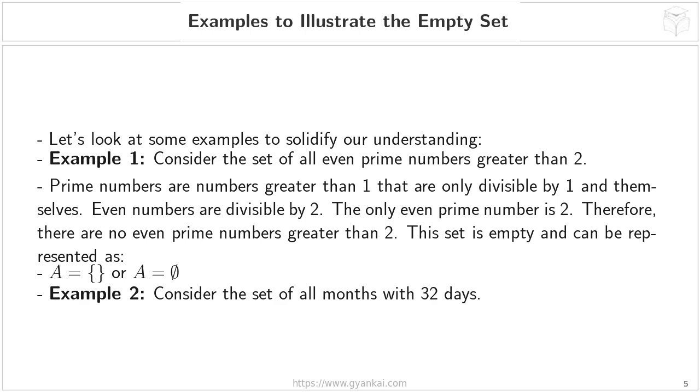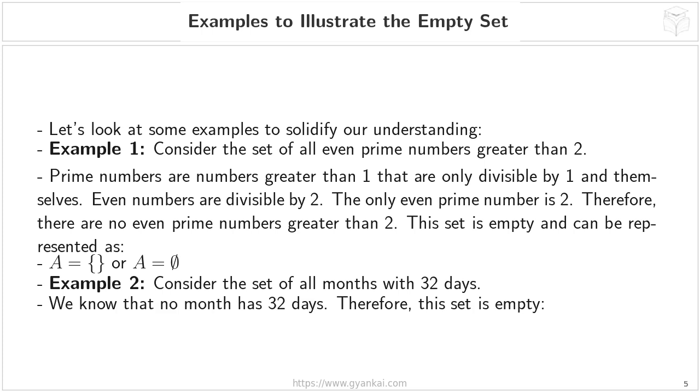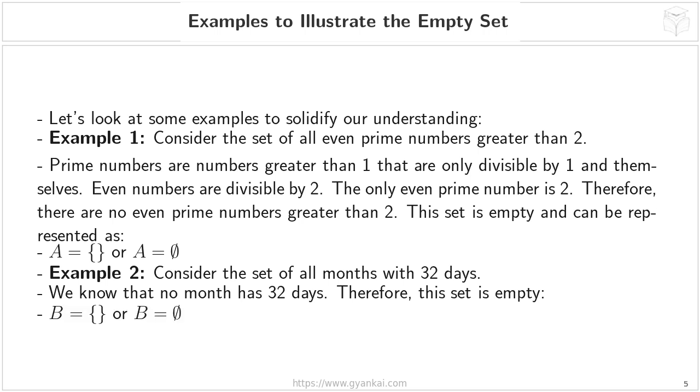Consider the set of all months with 32 days. Now think about the calendar. How many months have 32 days? That's right, none. We all know that no month has 32 days. Therefore, the set of all months with 32 days is also an empty set. We can represent this set, which we're calling B, in the same way as before, either with empty curly braces or with the null set symbol.